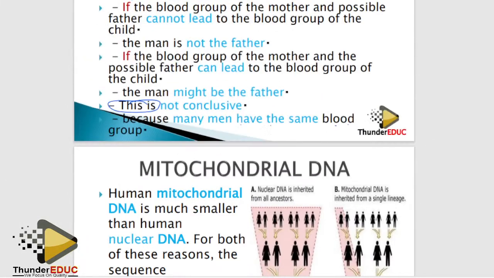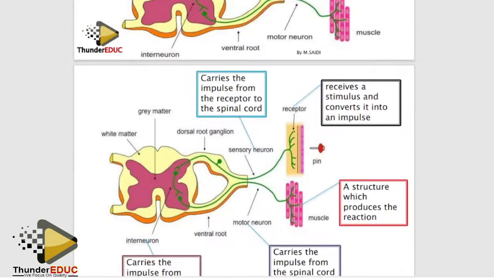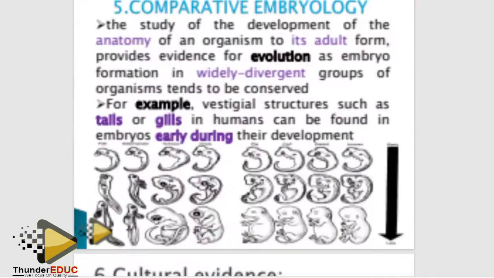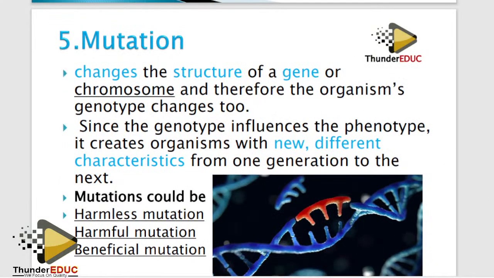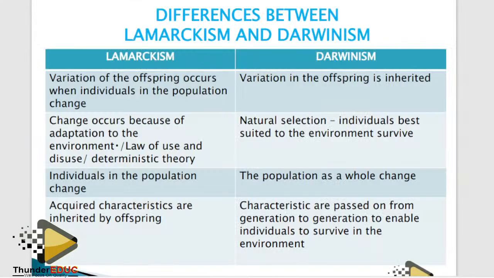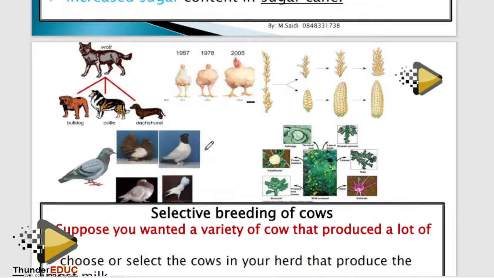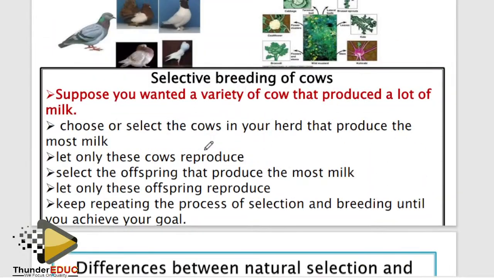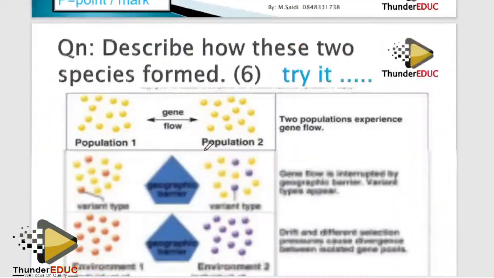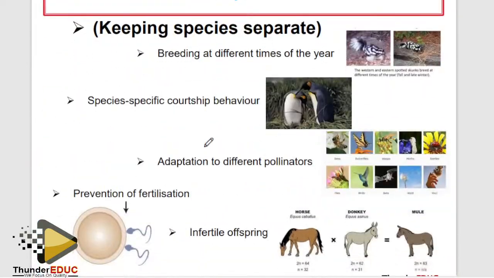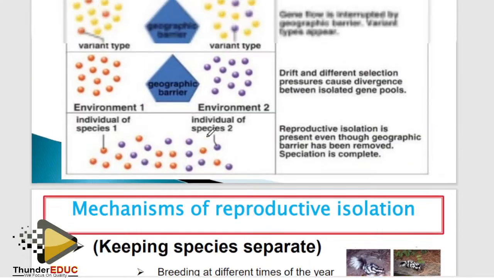Let me show you the different isolation mechanisms. This is the difference between Lamarck and Darwinism. The different isolation mechanisms, artificial selection. Yes, these ones: breeding at different times of the year, species courtship behavior, adaptation to different pollinating agents, prevention of fertilization, leading to infertility of the offspring. Don't go there without knowing these different isolation mechanisms.